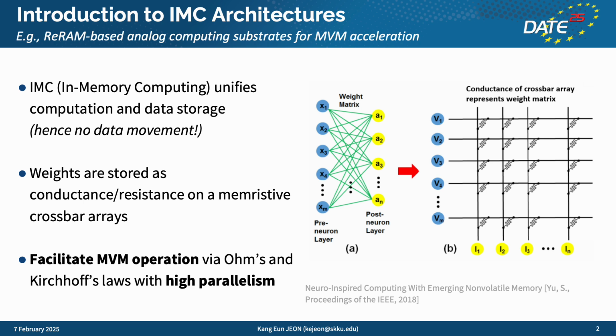The resulting currents are accumulated along the columns, obeying Kirchhoff's law, which naturally performs the addition operations. This process allows IMC arrays to execute MVM operations with a high degree of parallelism. By leveraging the energy efficiency and parallelism of the analog IMC arrays, we can significantly accelerate deep neural network computations.